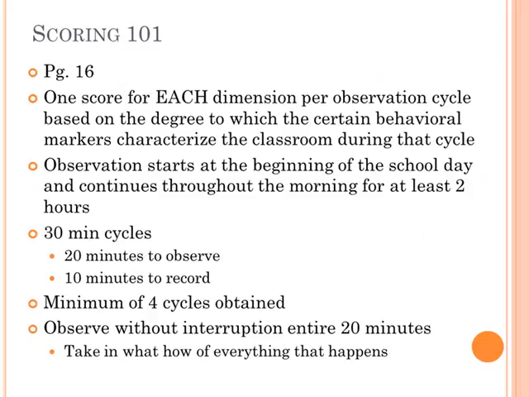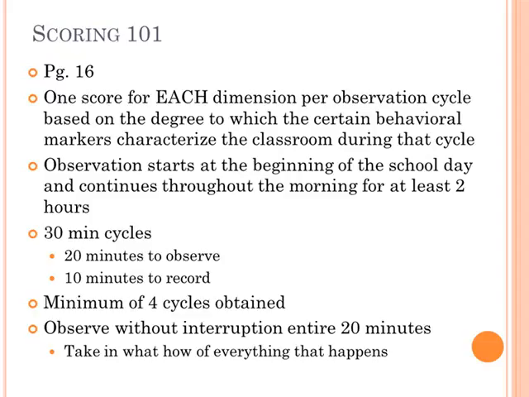All right. So we're just going to go quickly through scoring, only because if you become an evaluator, you'll go through this extensively. But it's good to know how these are scored, especially from an observation and assessment standpoint, because we've gone over all of these things. So this is on page 16 of the big book, not on the dimension guide, but on the classroom things. One score for each dimension per observation cycle based on the degree to which the certain behavioral markers characterize the classroom during that cycle.